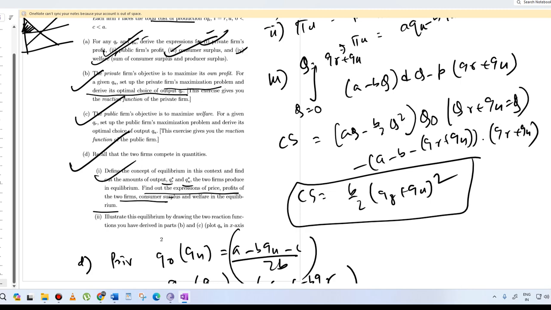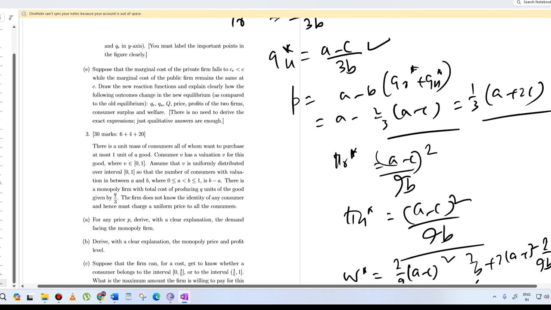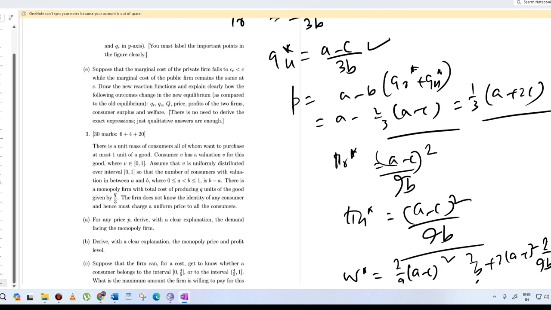D2, you can do it on your own: illustrate the equilibrium by drawing these two reaction functions. I've just calculated everything, you just have to put these values. This doesn't end here, and even after this there's another part. Suppose that the marginal cost of the private firm falls to CR less than C while the marginal cost of the public firm remains at C; draw the new reaction functions. Here also you can analyze this directly, and the public firm's reaction function will remain the same since its marginal cost has not changed. So directly you can put it and compare with the old equilibrium. I'm also keeping this as homework.